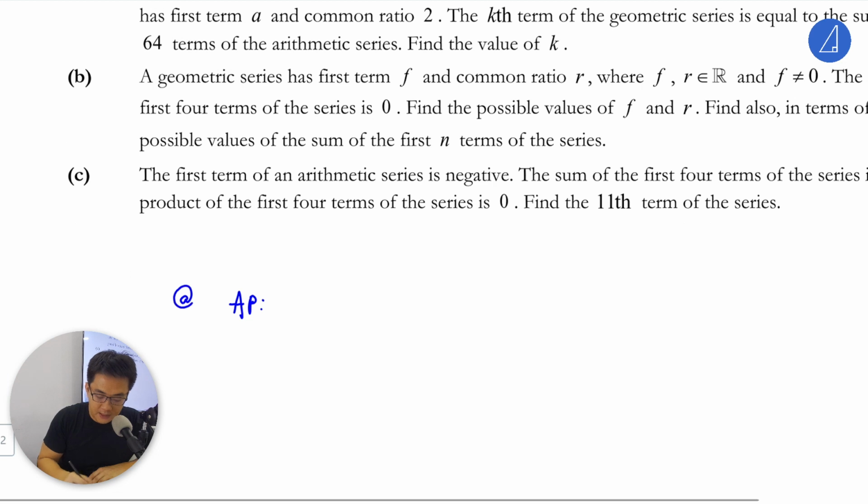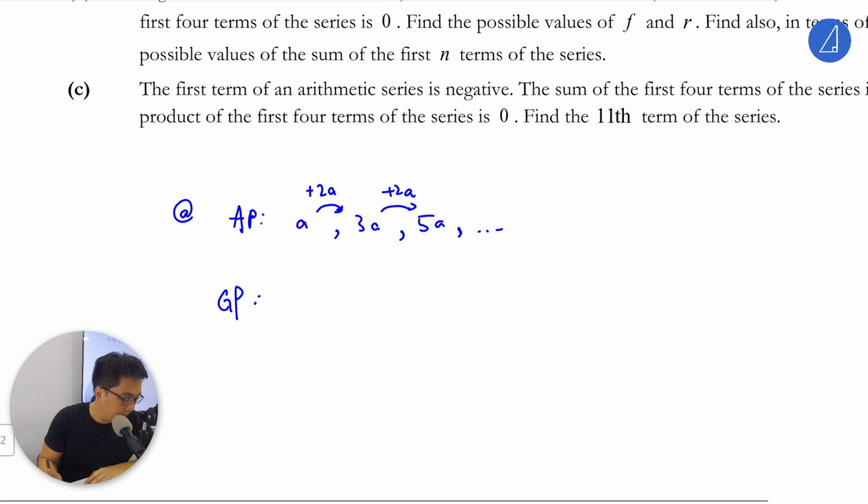The AP has first term A, and every time you add the common difference of 2A. So I'm just going to write this down: A, then add 2A, 3A, then add 2A, 5A, and so on. The GP has first term A, common ratio of 2, so times 2, it's 2A, 4A, and so on.